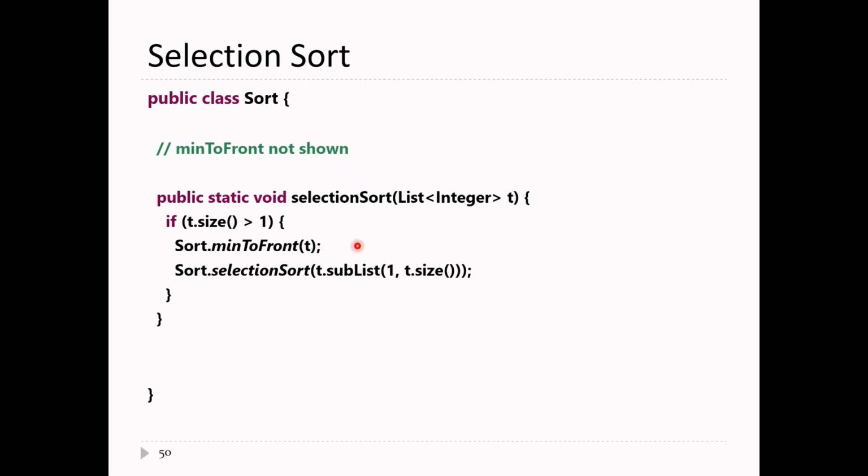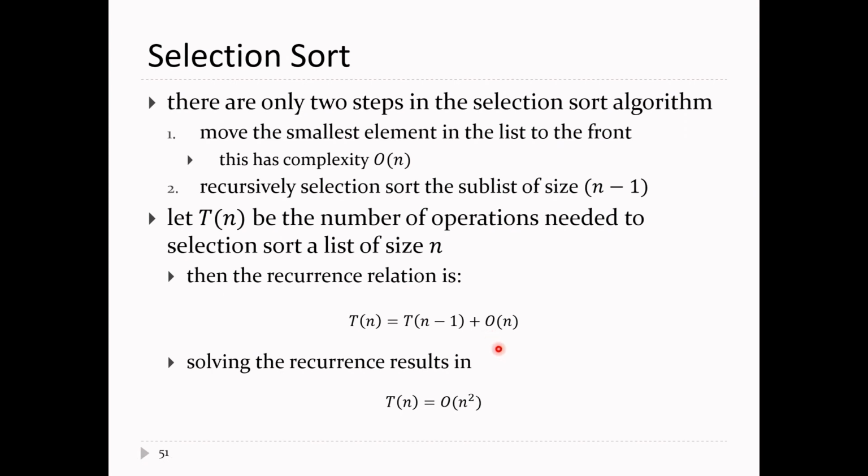Well, I need this min to front step. So I need to move the smallest element to the front of this list. If you think about how you would do this iteratively, you'd write a loop that looks at all n elements of the list, and then you would swap the first and smallest element. And so that step takes something that's proportional to n steps. So we say that takes big O of n time.